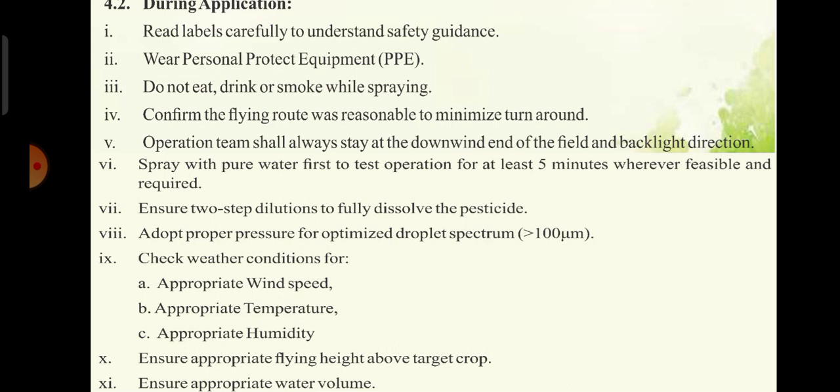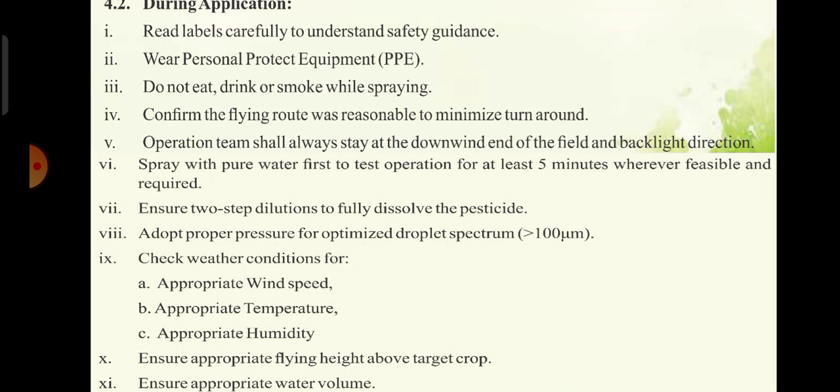Spray with pure water first to test the operation for at least 5 minutes wherever possible and required. We should always take pure water because contamination may cause some reactions with the pesticides we are applying. Ensure two-step dilution to fully dissolve the pesticide. Adapt proper pressure for optimizing droplet spectrum, like more than 100 micrometer.